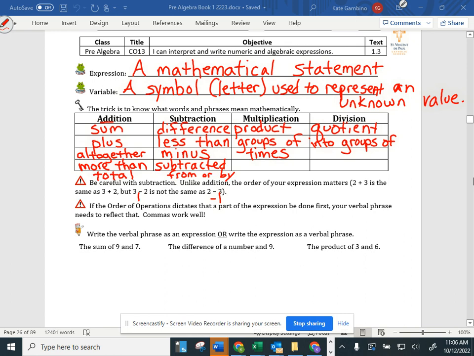So, are we all done with the top? Can I erase that? Yep. Okay.